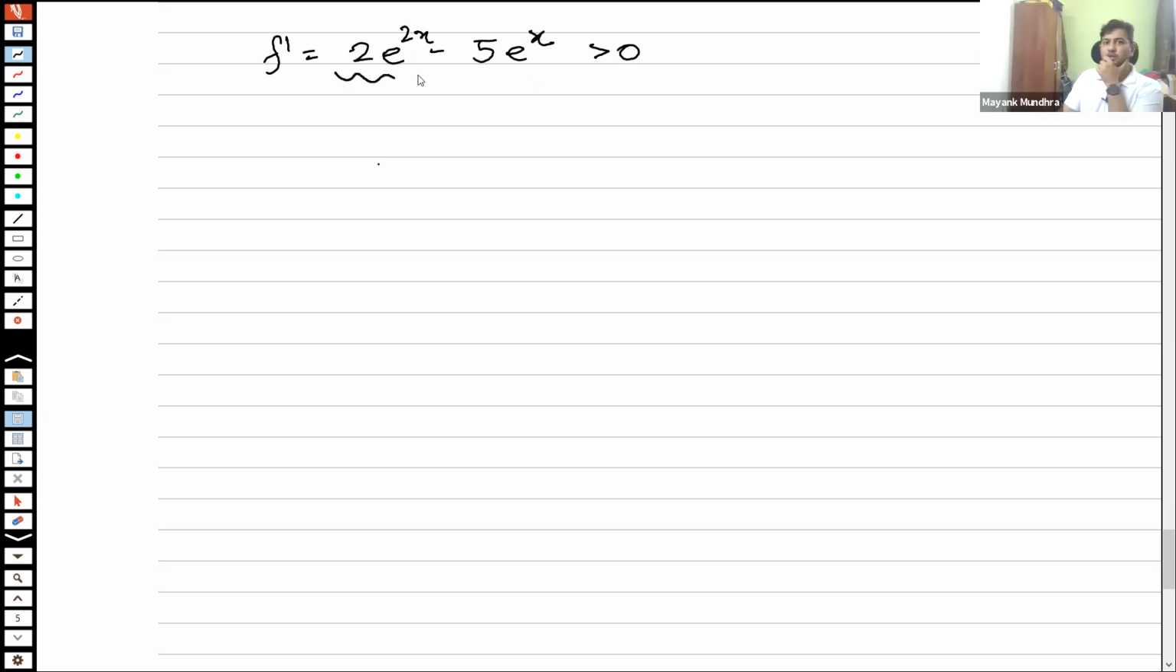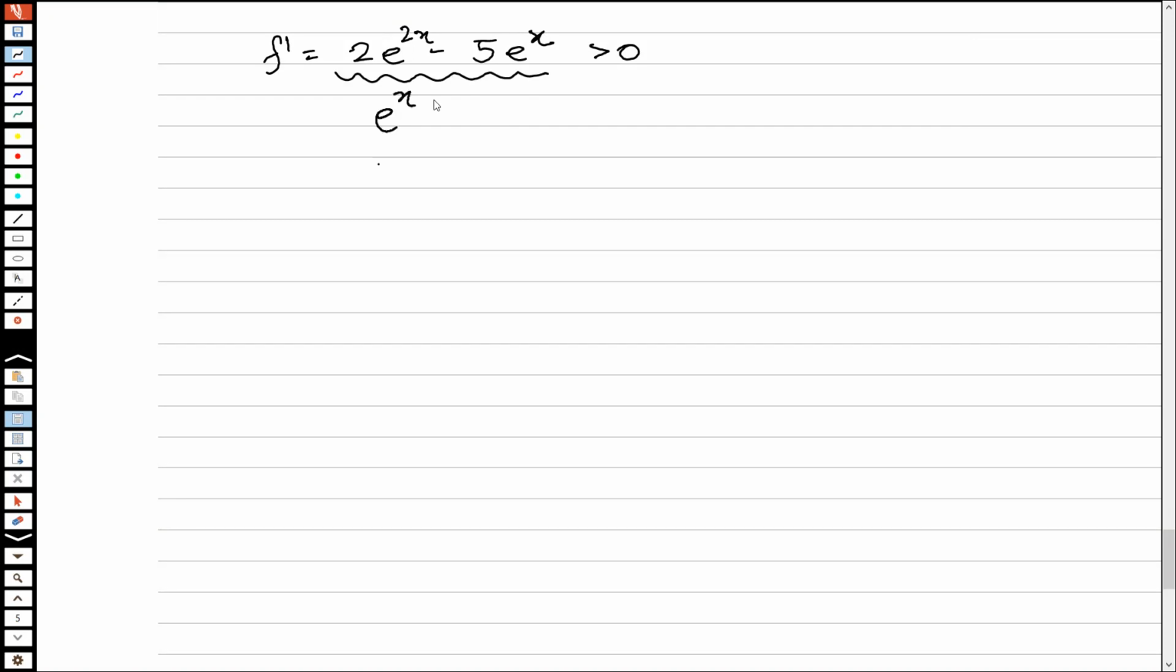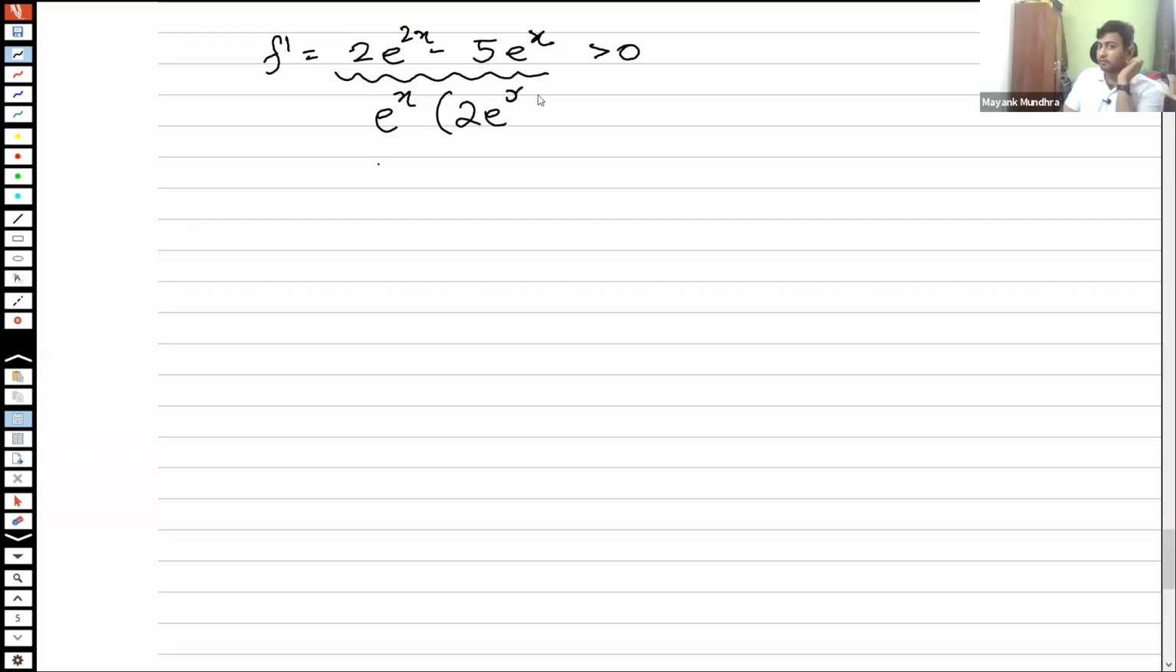Can you take something common here, Kashish? E to the power x. Okay, so when you take e to the power x common, what do you get? 2 e to the power x, very good, minus 5. Right. Okay, so I'm saying when is this part positive?